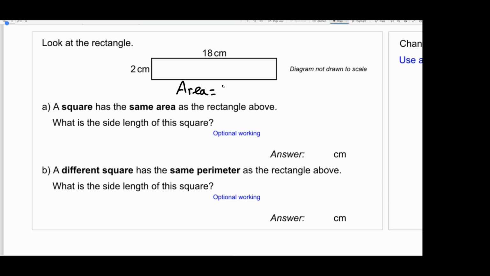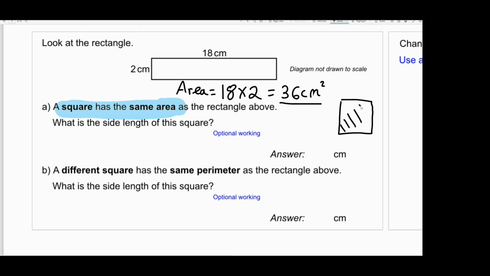That's going to be 18 times 2. Brilliant. Which is 36. So the area is 36, and they're telling us that that is going to be the same as the area of a square. So what that means is we have a square with an area of 36 centimeters squared. How could I work out what one of the sides needs to be if I know the area is 36?